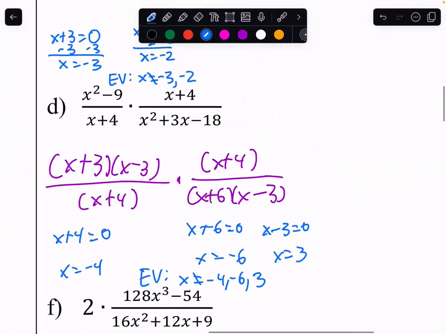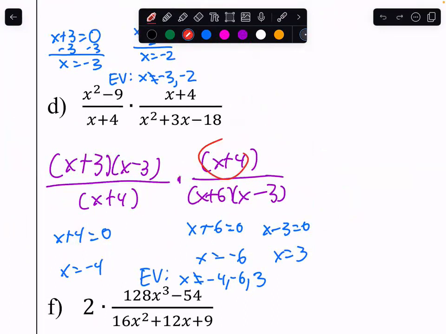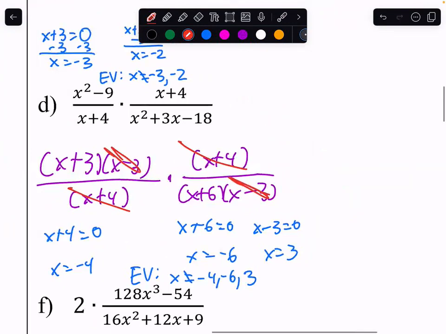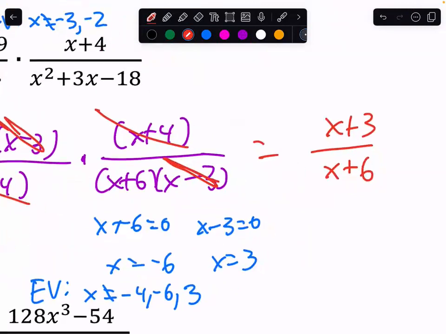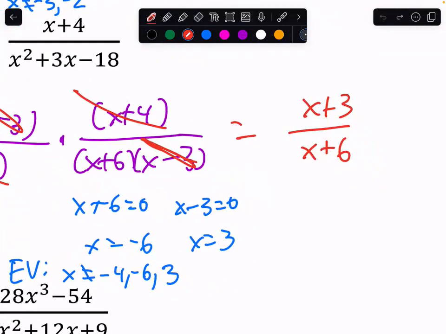Now let's see what we can reduce. These x plus 4s, they do both multiply the rest of their rows, so we are allowed to reduce them away. The x minus 3s do multiply the rest of their rows, so we can also get rid of those. So now we're at x plus 3 over x plus 6. We cannot reduce anything else. These x's can't be reduced because they do not multiply the rest of their rows. The 3 and the 6 also can't reduce because they are not factors of their own rows. So this is as simplified as it gets.